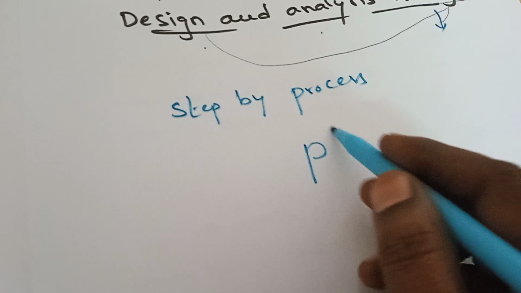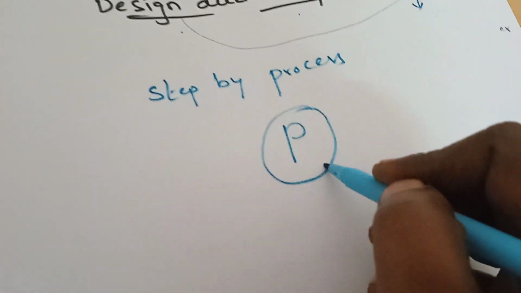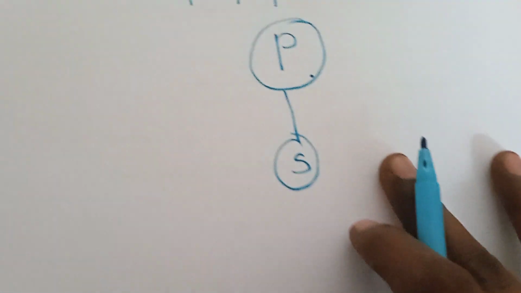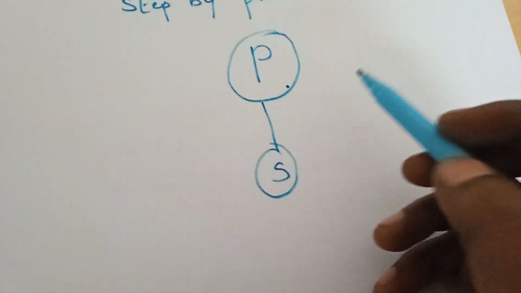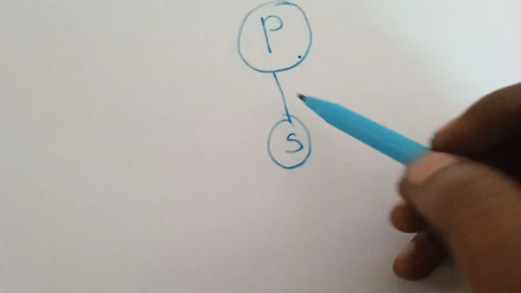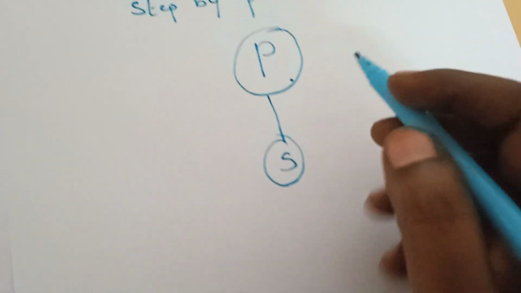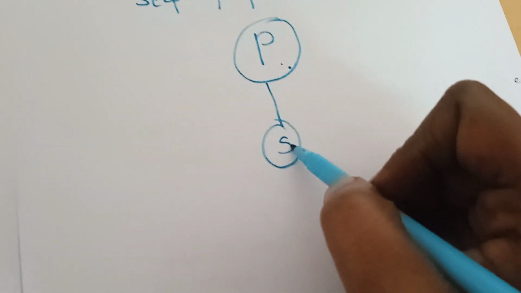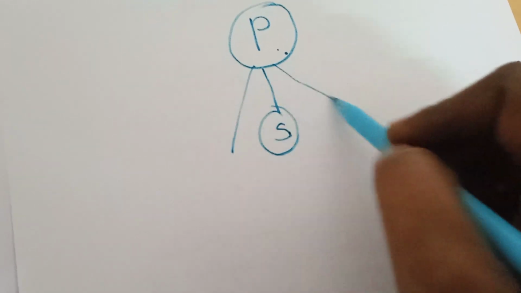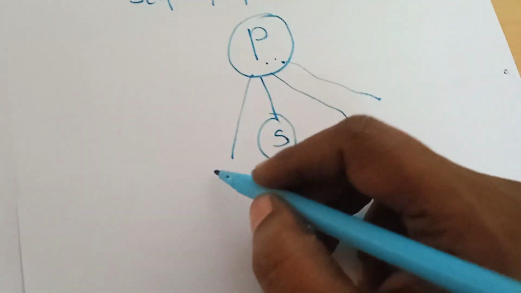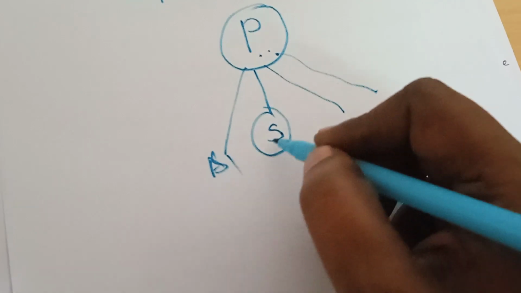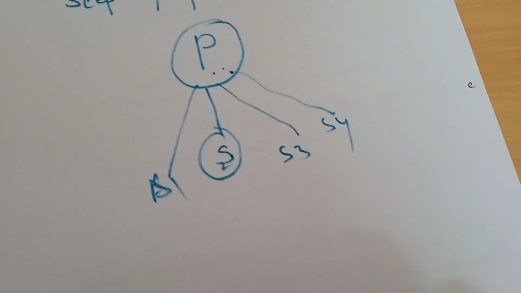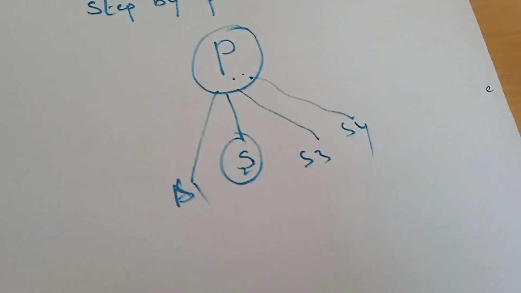Basically, we'll identify a problem, and this problem will have some solution, right? Every problem will have a solution, and it is not right that it will have only one solution. It's sure it will have one solution, and it may have a number of solutions: S1, S2, S3, and S4. This problem is having these many solutions.